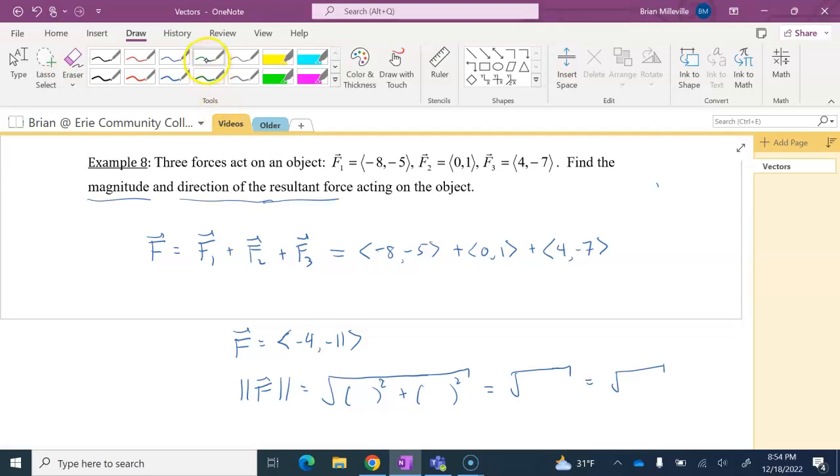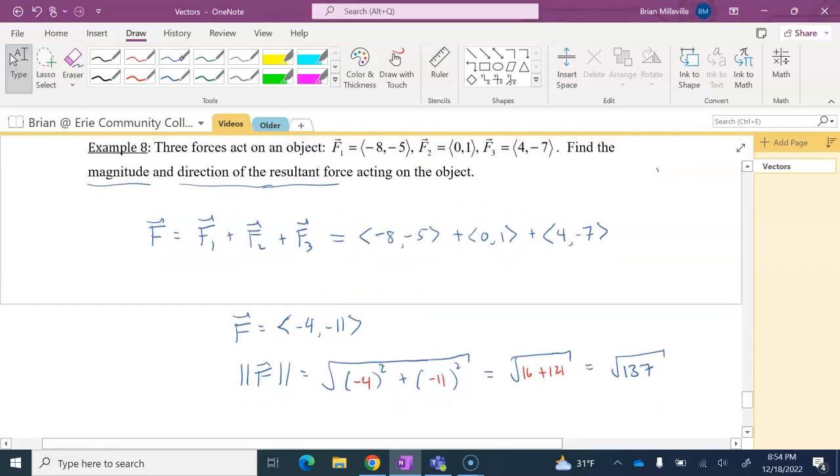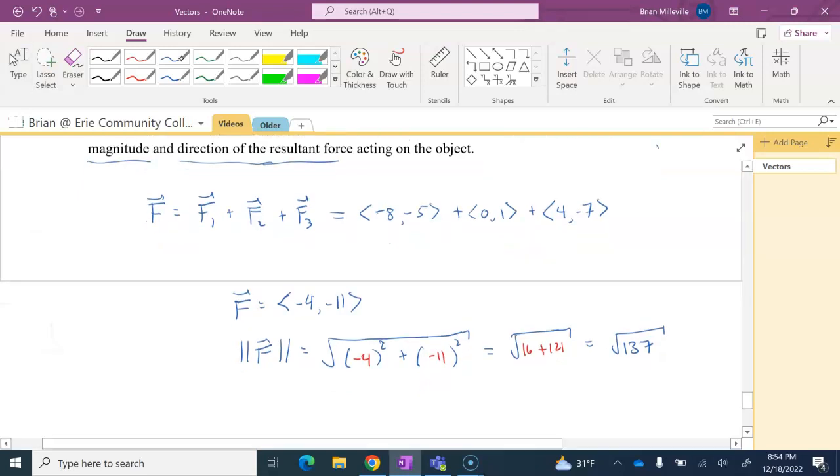Now we need to convert that over to find the magnitude and find the direction. So we're going to plug in negative 4 and negative 11, which is going to give us 16 plus 121. So we get the square root of 137. We can compute that as a decimal if we want, or just leave it in terms of that square root, which I'll do for the video. So there's the magnitude. That's the easier part. Then the direction is a little bit tougher to determine. So let's take a little time with that.